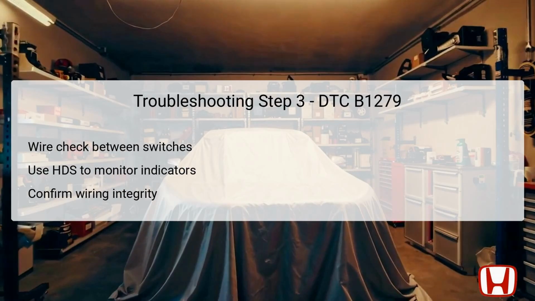In the third troubleshooting step for DTC B1279, you will focus on checking for shorts in the wiring between the headlight high switch and the passing switch line.